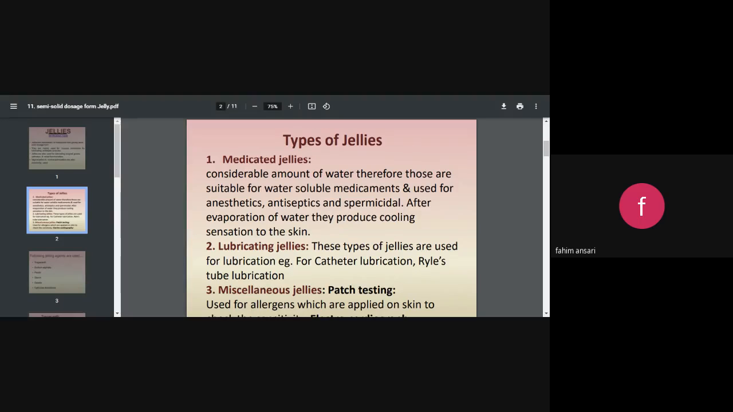Examples are Lox jellies or lignocaine jellies. Their purpose is to produce an anesthetic effect locally, and general lubrication of instruments. Examples are catheter and Ryle's tube jellies.